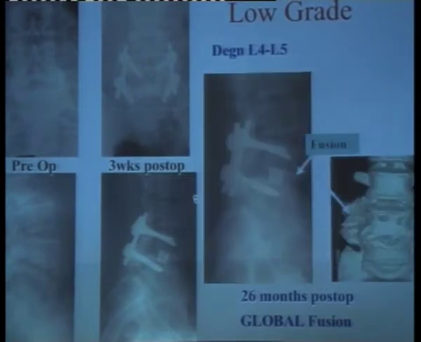So the trend is to fix them after good decompression and do an interbody fusion with a good fusion. All this can now be done by minimally invasive surgery, percutaneous fixation, and going in a tubular retractor to do your interbody fusions. And this is what we normally do for the low-grade listhesis, either isthmic or degenerative.